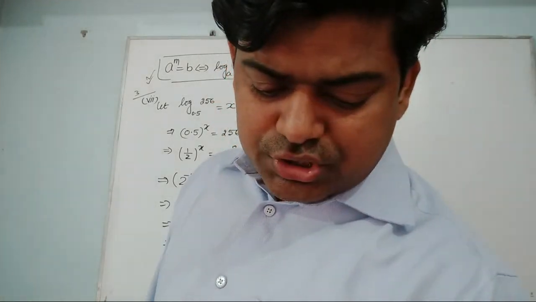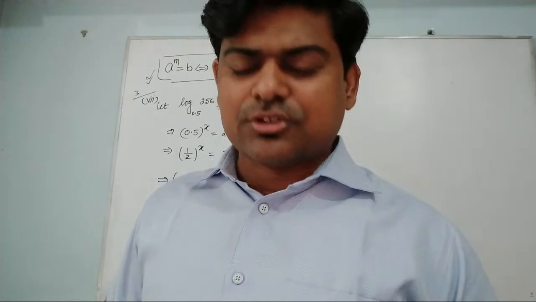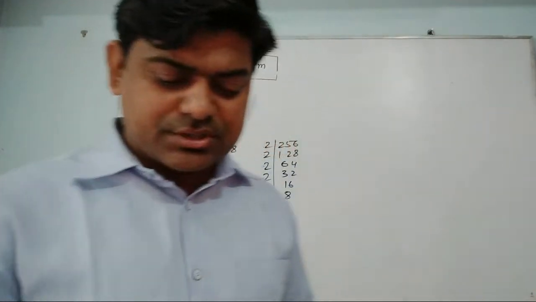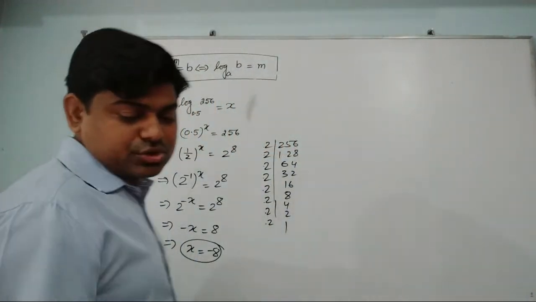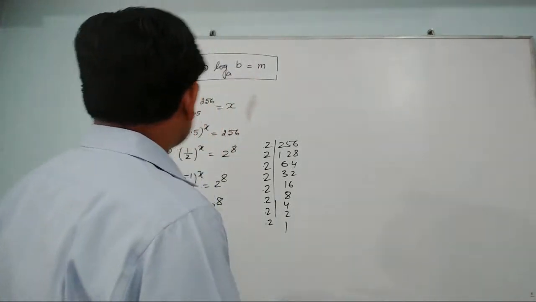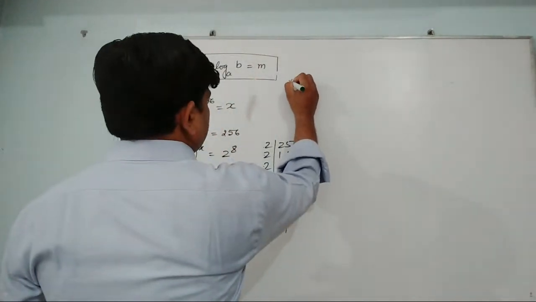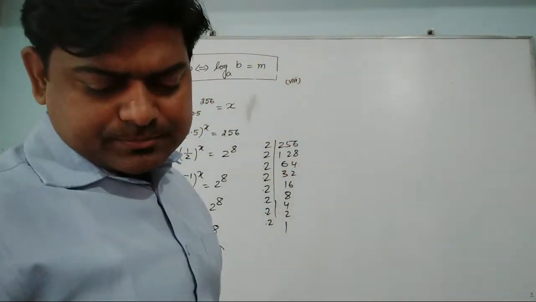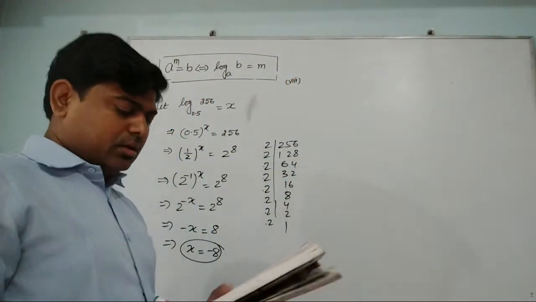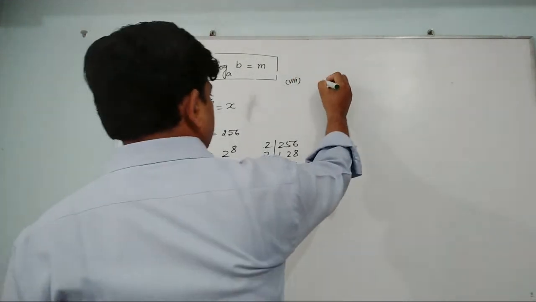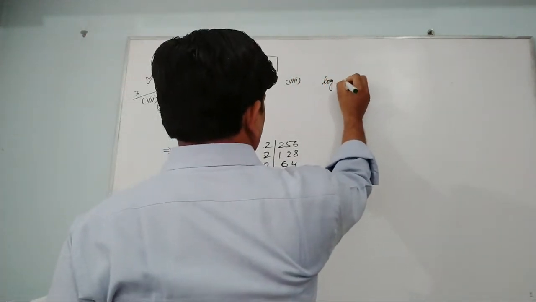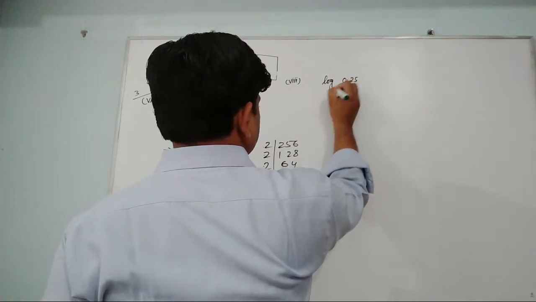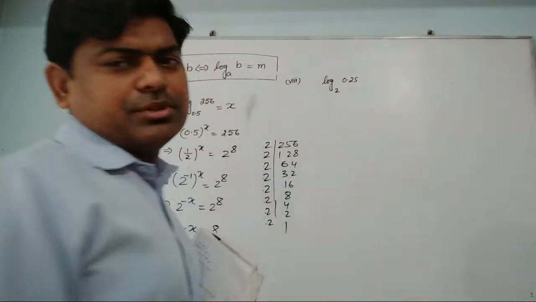One more question I want to do. This is also a little bit in decimal form, for the same question. Question number 3, it is the 7th one. We have done part 8. I am going to do part 8. It's written log 0.25 with base 2. I have to find the value of this.